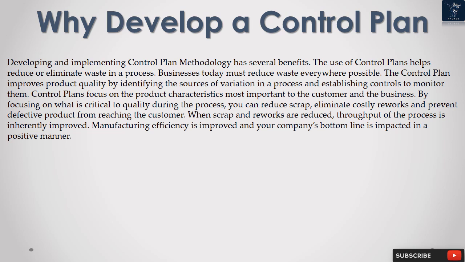By focusing on what is critical to quality during the process, you can reduce scrap, eliminate costly reworks and prevent defective product from reaching the customer. When scrap and reworks are reduced, throughput of the process is inherently improved. Manufacturing efficiency is improved and your company's bottom line is impacted in a positive manner.